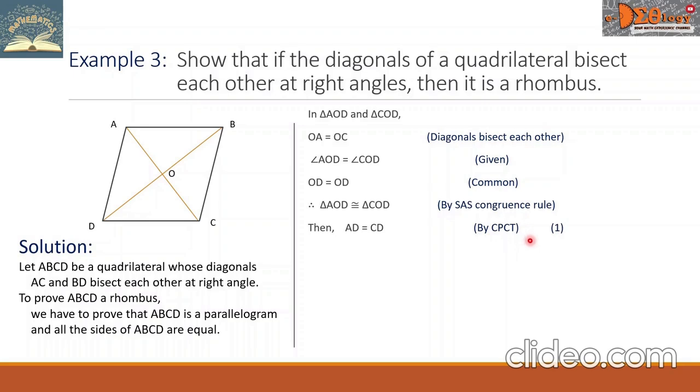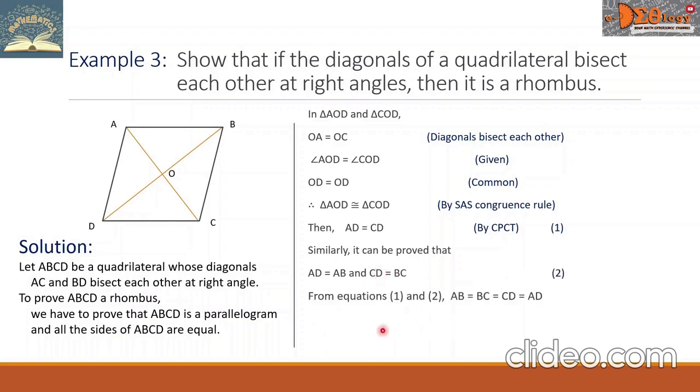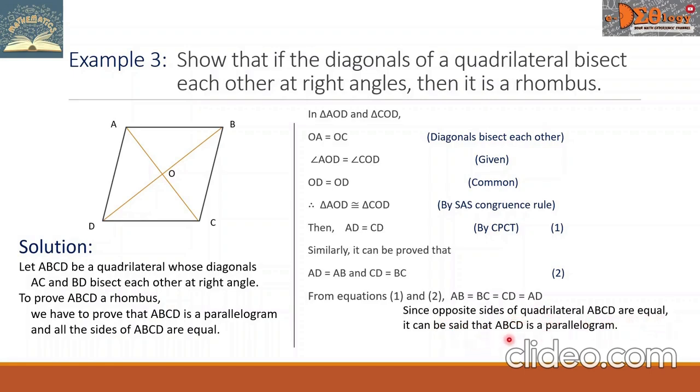This is equation 1. Similarly, it can be proved that AD equals AB and CD equals BC. Let this be equation 2. From equations 1 and 2, we combine them and conclude that AB equals BC equals CD equals AD. Since opposite sides of quadrilateral ABCD are equal, it can be said that ABCD is a parallelogram. Since all sides of parallelogram ABCD are equal, it can be said that ABCD is a rhombus.